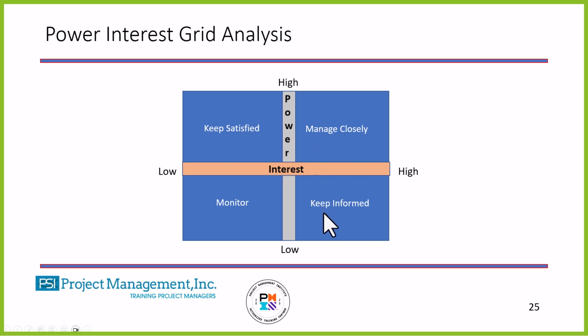In the lower right, they have low power but high interest. Top left, they have high power and low interest. And then in the bottom right, they have low power and low interest. Basically, anybody that's in the high range here, we want to manage them very closely.